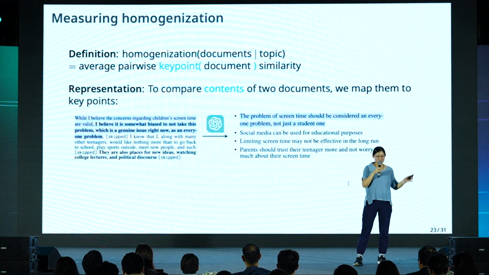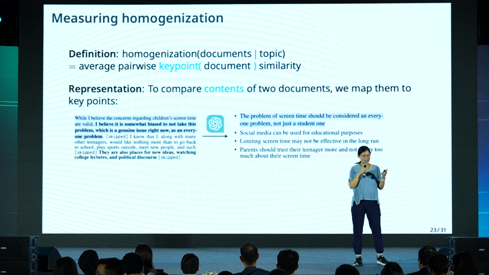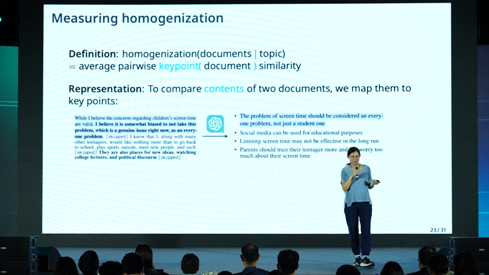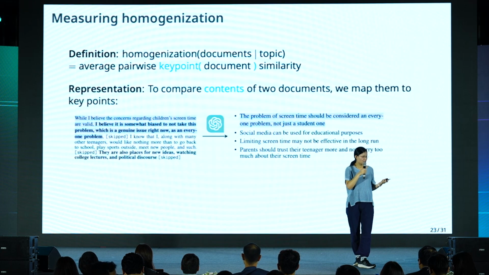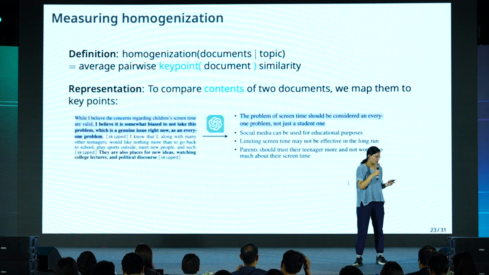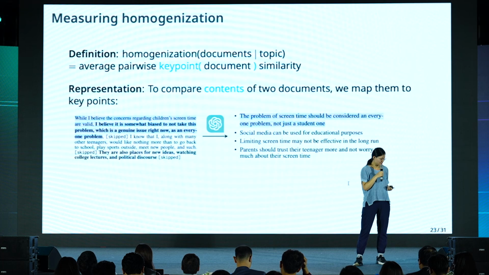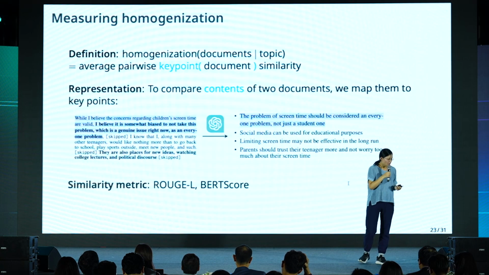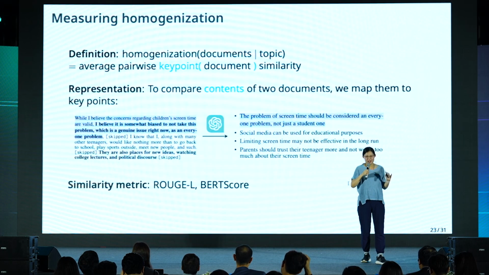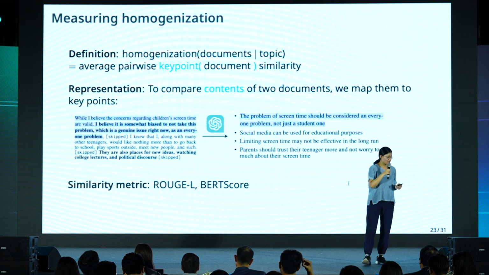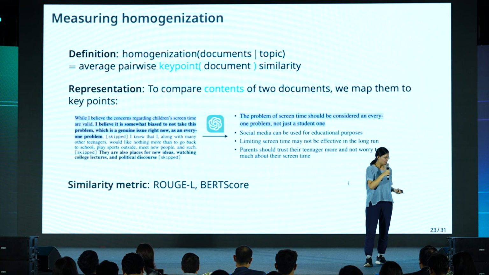So to compare the contents of two documents, we first map these to a set of key points that represents the gist of the content using ChatGPT. So instead of comparing this long raw text, we would compare these more structured key points from the documents. Okay, and then we can use the standard similarity metric to measure similarities of two documents.